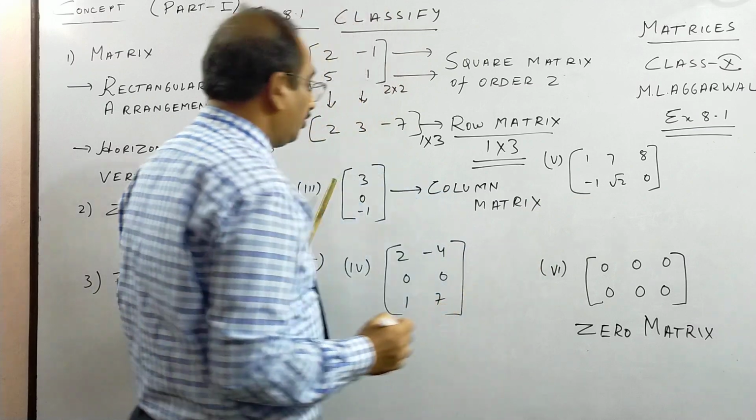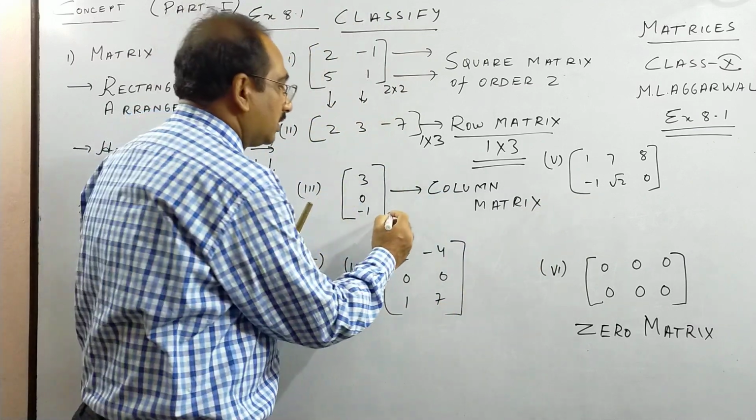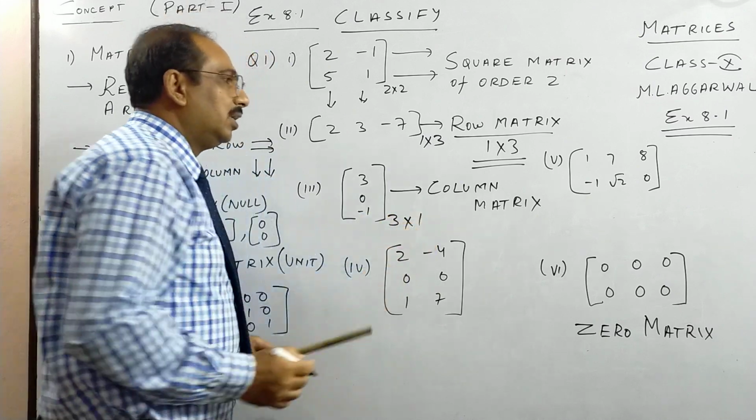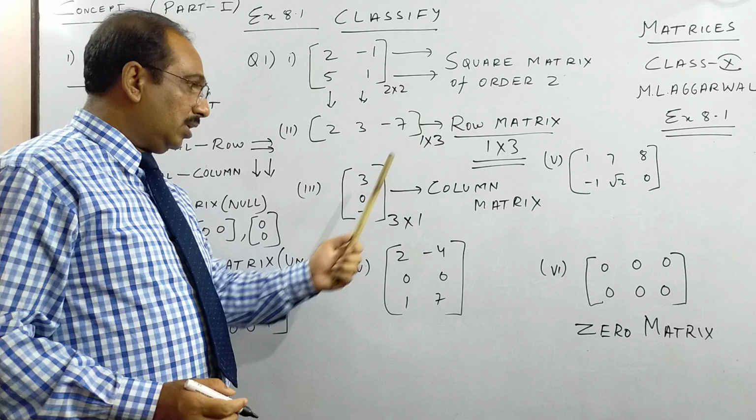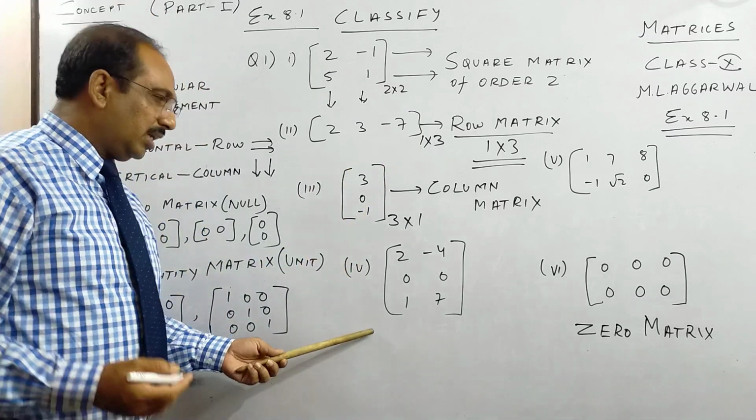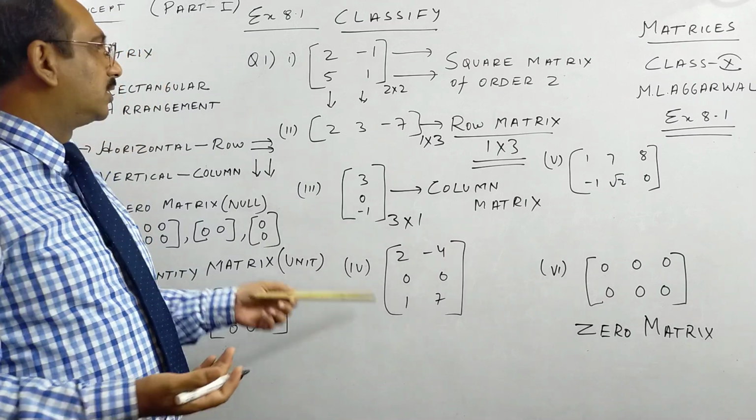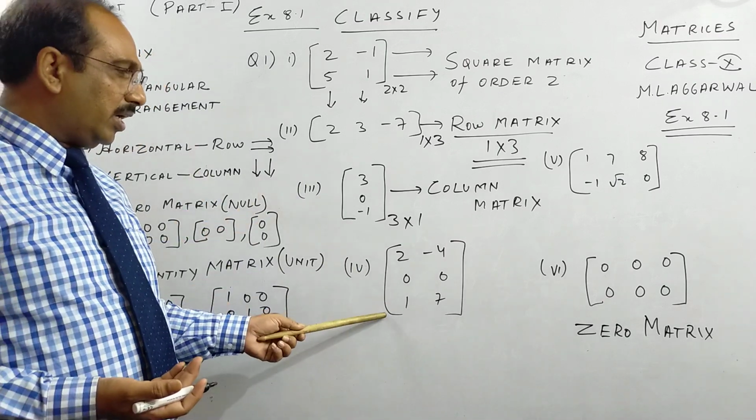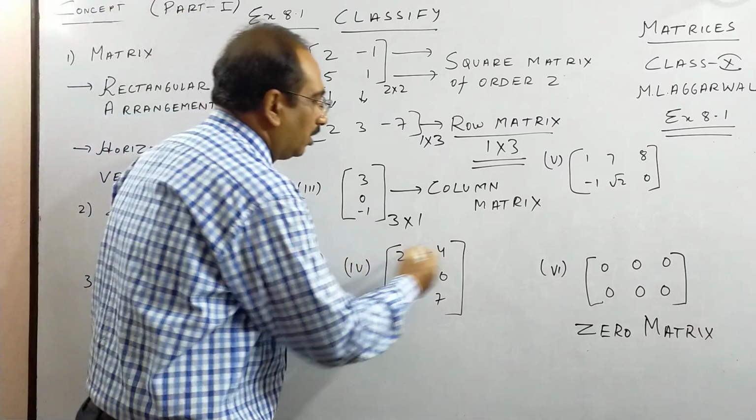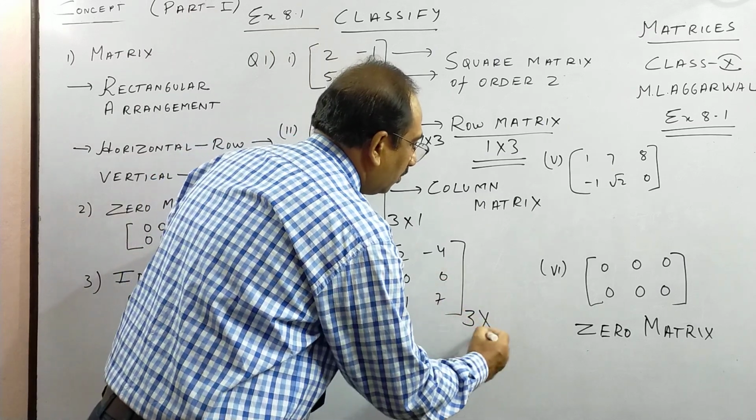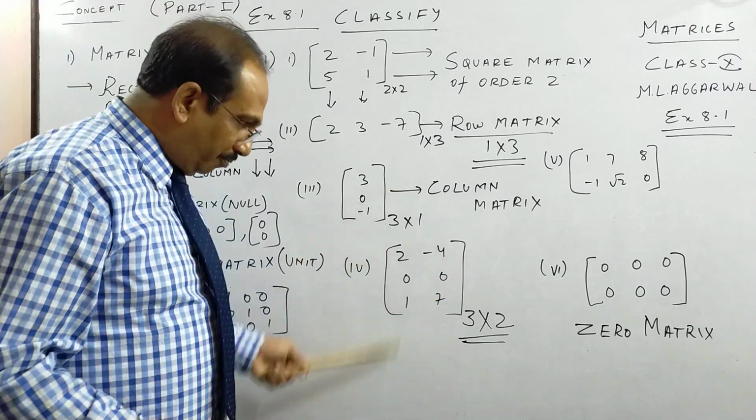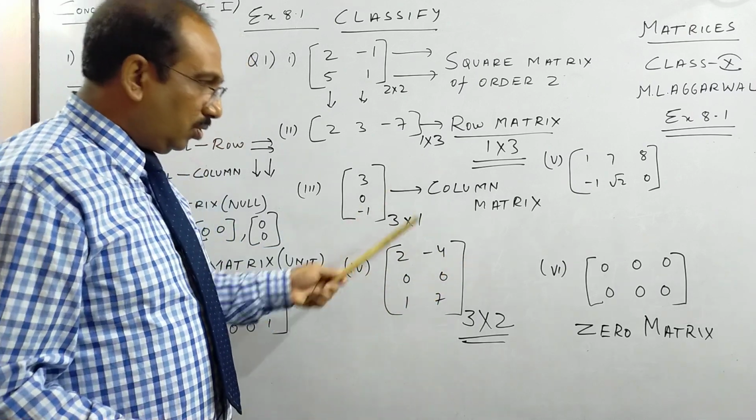What is the order? We first see the rows. So this has 3 rows, 1, 2, 3 and 1 column. This had 1 row, 3 columns. This has 3 rows, 1 column. This one, as you see, is what we generally call a rectangular matrix. Actually, all the matrices are rectangular. In a rectangular matrix, rows are not equal to columns. So this is a matrix of order 3 by 2: 3 rows and 2 columns.